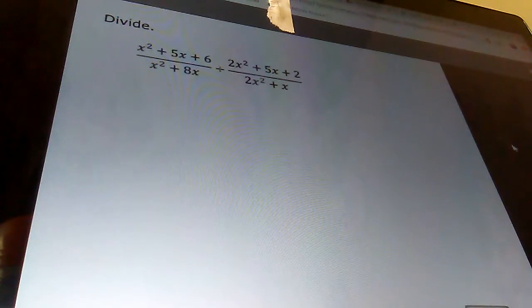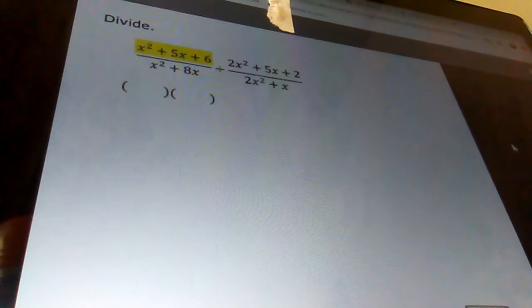We're going to divide the first fraction, x squared plus 5x plus 6 over x squared plus 8x, by the second fraction, 2x squared plus 5x plus 2 over 2x squared plus x. The only difference between multiplication and division of fractions is that when we divide, we multiply by the reciprocal of the second fraction. Let's look at each numerator and denominator and write them in factored form.